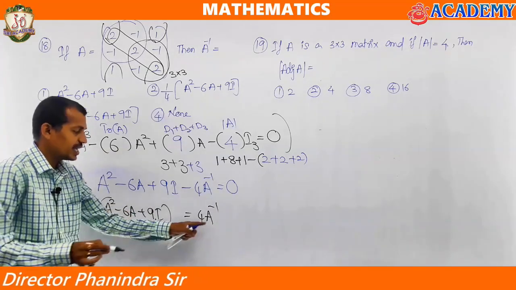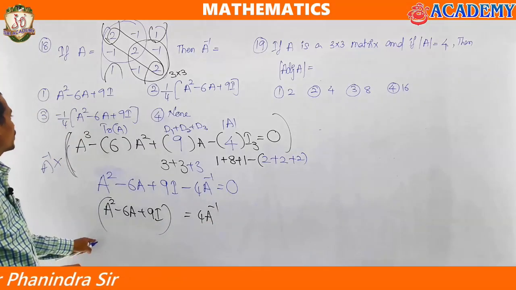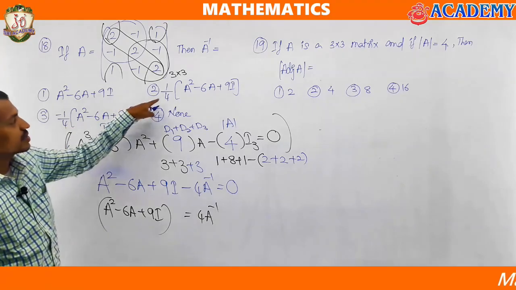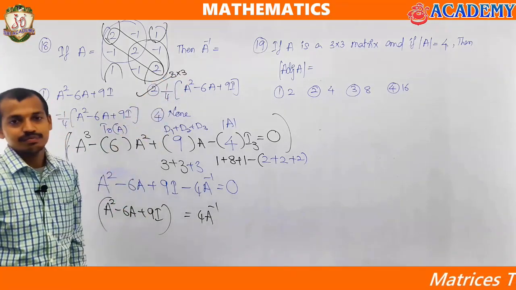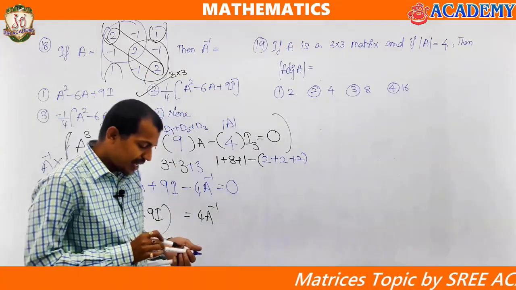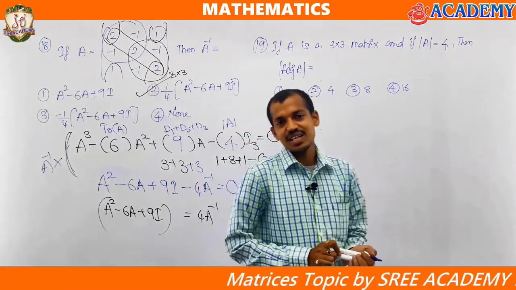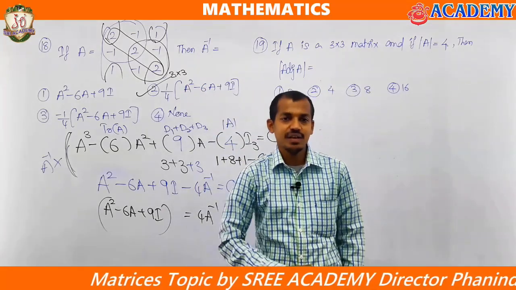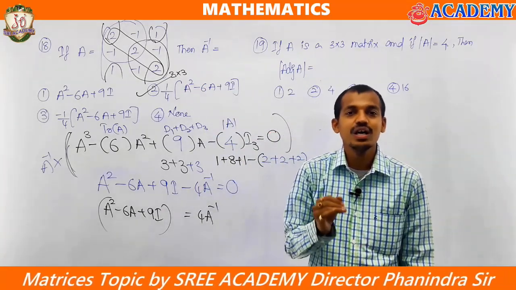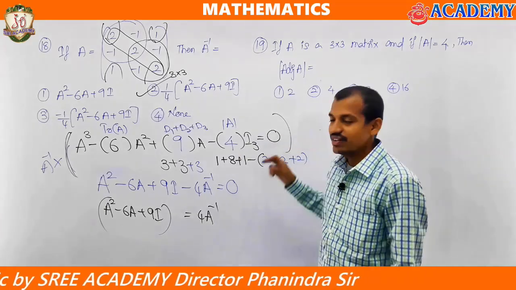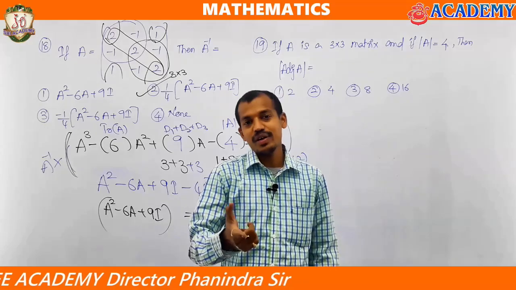We want what? A inverse. If you take 4 to this side, it is 1 by 4 into A square minus 6A plus 9I. This is minus 1 by 4, this is plus 1 by 4. It is going to be your answer. Simple, nothing more than that. If they give the equation, we can find the inverse, and if they give the matrix and ask for the equation, we can also say. We already know the trick and the simplification procedure. We have seen it for 3 by 3 and for 2 by 2.